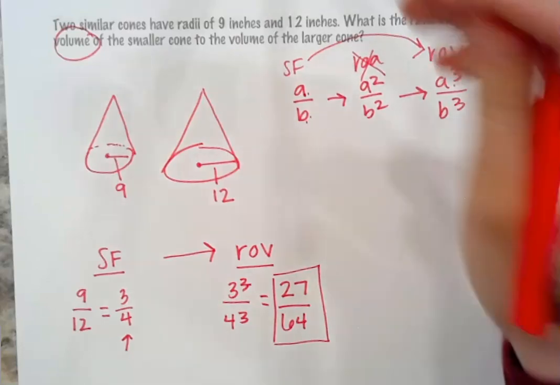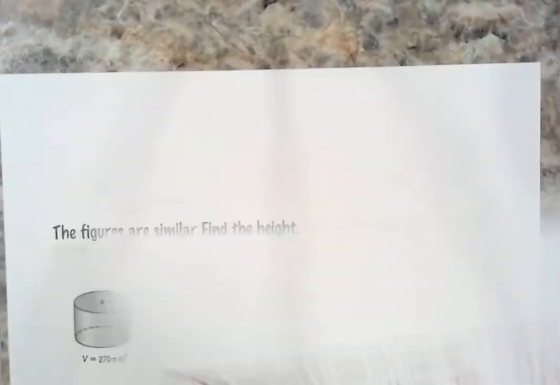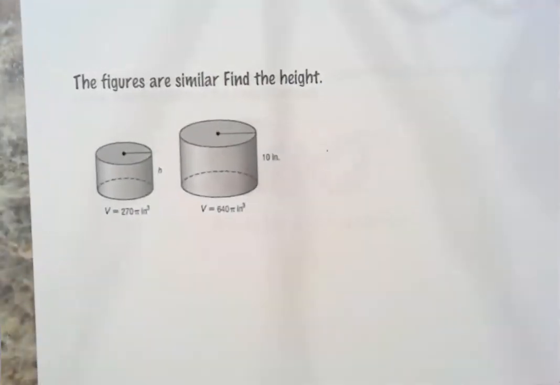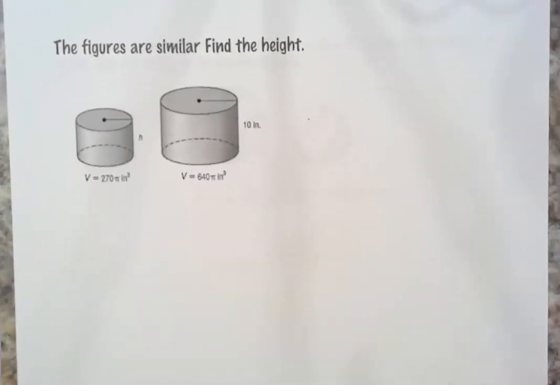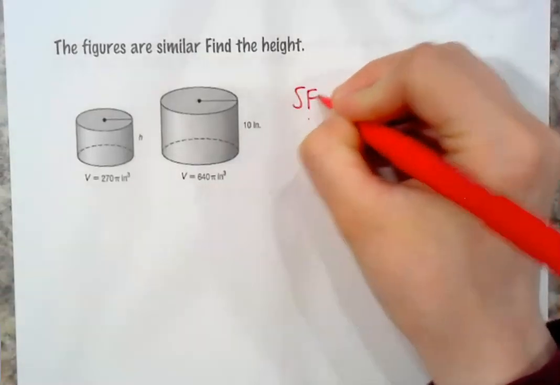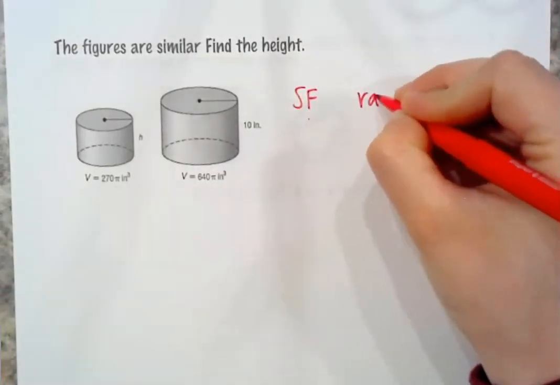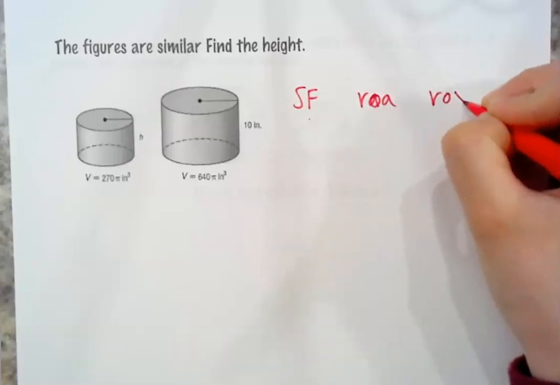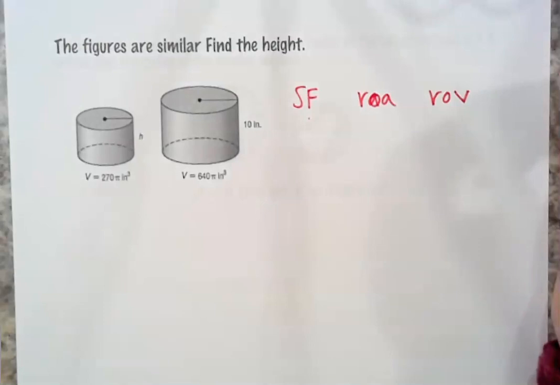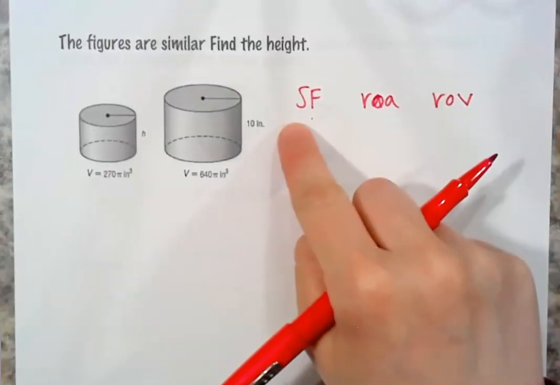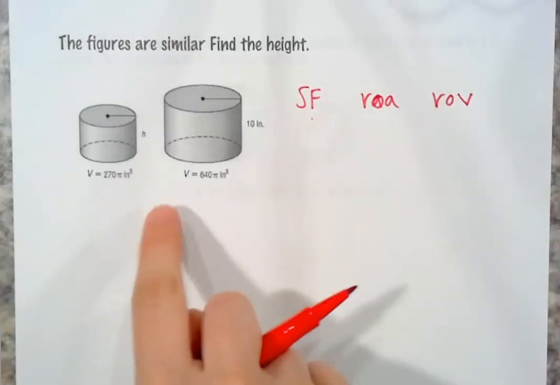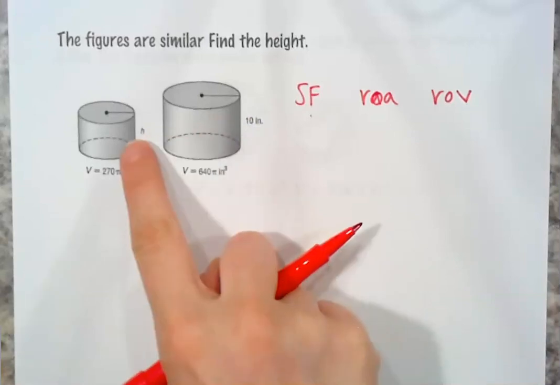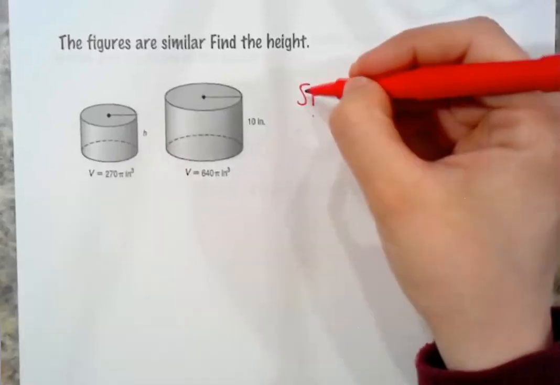Let's try this next problem here. Okay, let's see. It says the figures are similar. Find the height. Okay, so again, we have options. We have scale factor, ratio of areas, and ratio of our volumes. So scale factor. Do I have two measurements on my cylinders that I know both of? Well, here's a 10, and there's an H, but do I know what H is? No. So we can't start here.